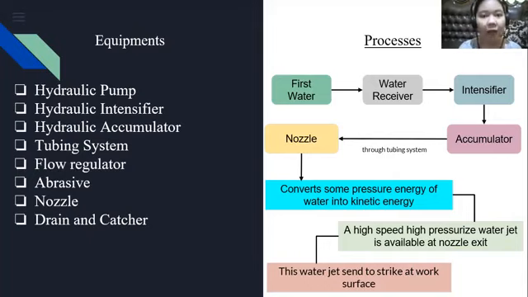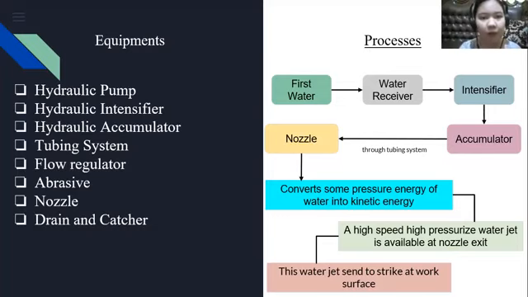And then the hydraulic accumulator. The hydraulic accumulator is used when a large amount of pressure energy is required for an instant. It is used to eliminate pressure fluctuation. It supplies fluid at high pressure when required. And then the tubing system. Tubes are used to supply high pressure water to the nozzle for the further cutting process. It increases the kinetic energy of the fluid. Its diameter is about 10 to 14 millimeter.